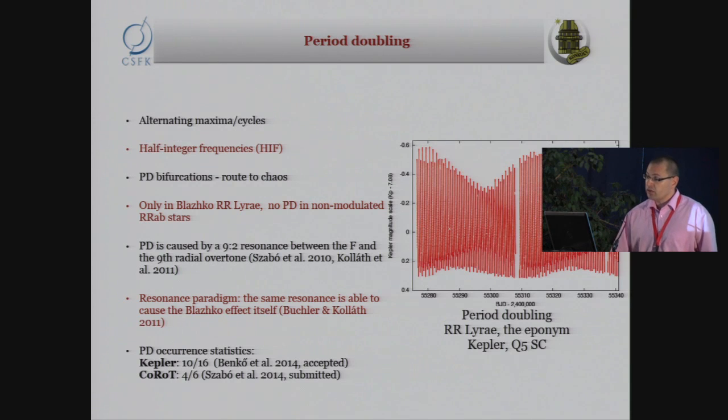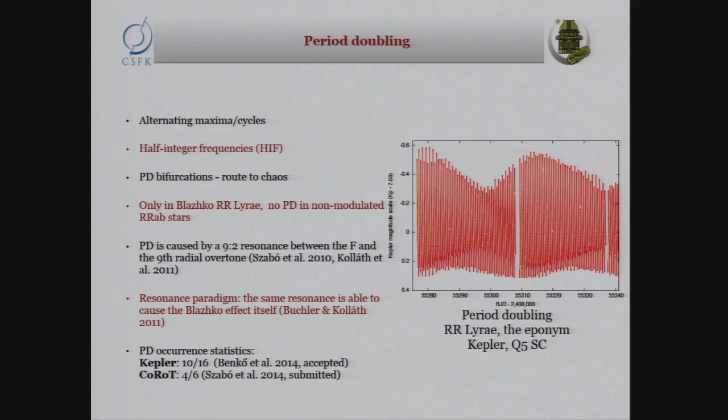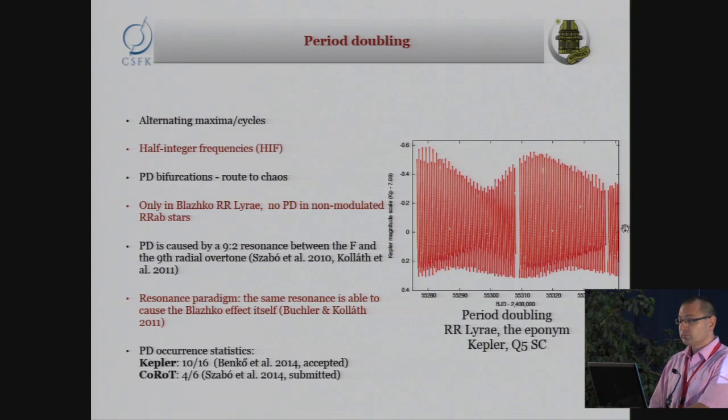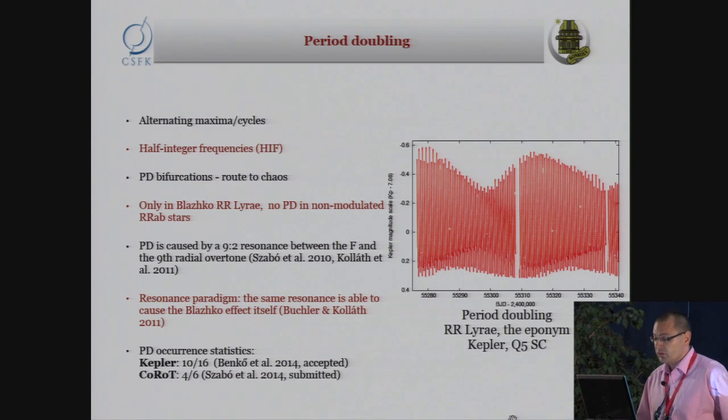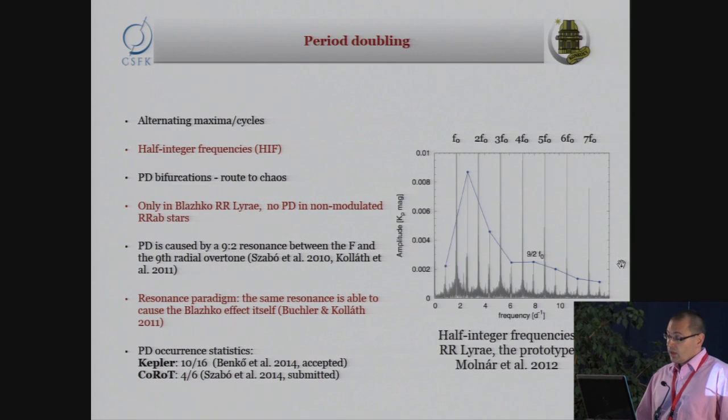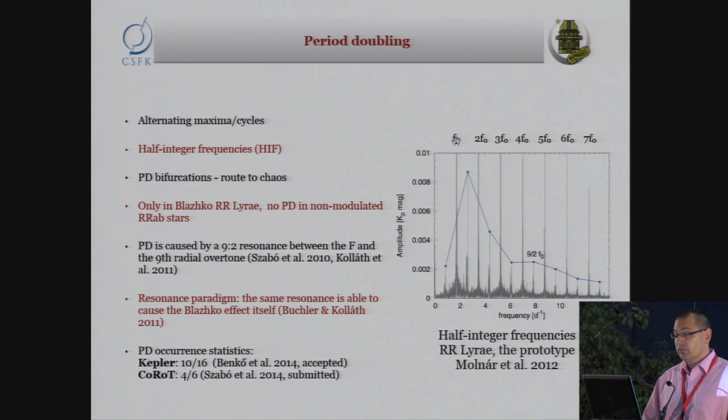So one of the most important discoveries, in my opinion, is the discovery by Kepler of the period doubling, which is a well-known dynamical effect. You see these alternating maxima right here throughout the Kepler observations. This is Q5 Kepler data, short cadence, so thank you very much for insisting on keeping the short cadence option, which is very important. So that's what you see in the light curve. In the frequency domain, you have the half integer frequencies between the fundamental mode frequency and the harmonics. So in between, halfway, you see these frequencies that indicate that there's a period doubling going on in this star.